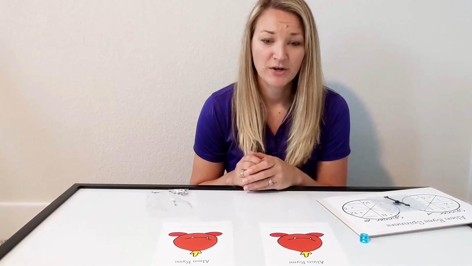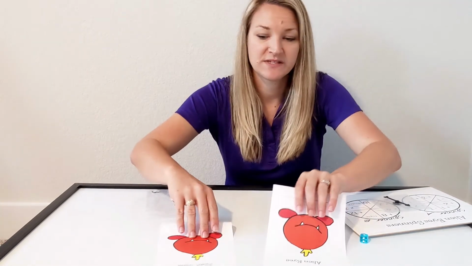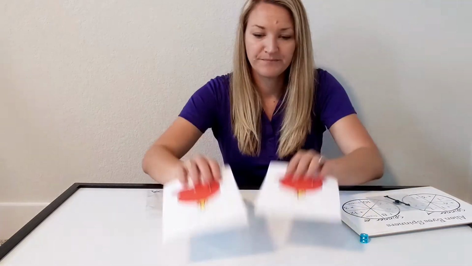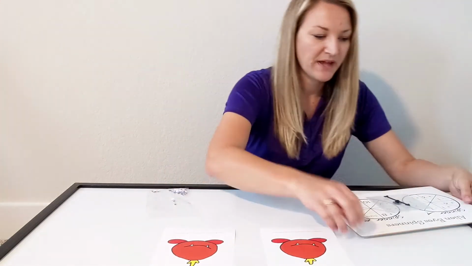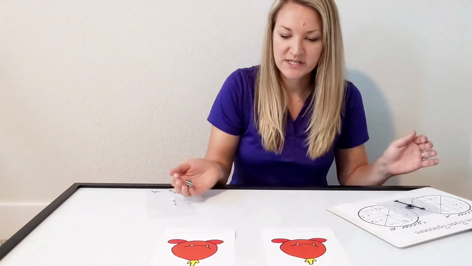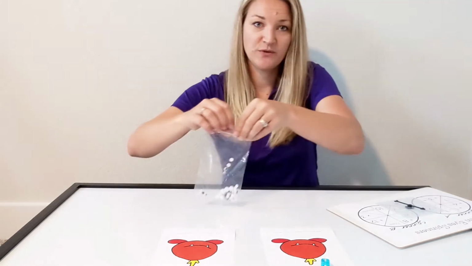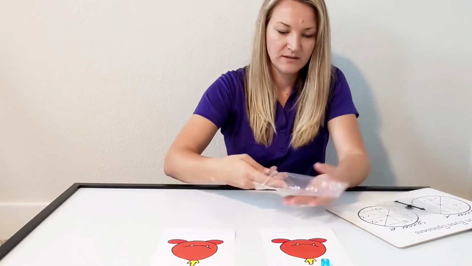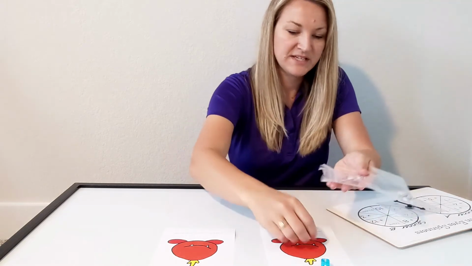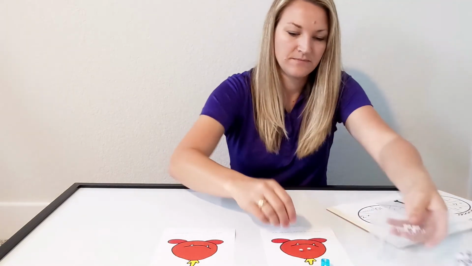Students will play with a partner. Each partner receives an Alien Eyes game board. So the way to play is student A rolls the dice. I rolled a 2. They'll take 2 of the googly eyes and place it on their alien.